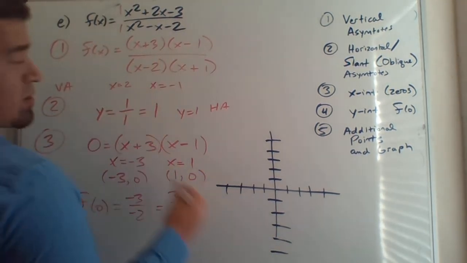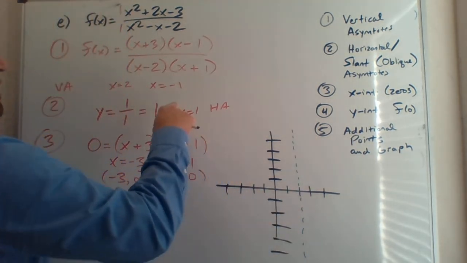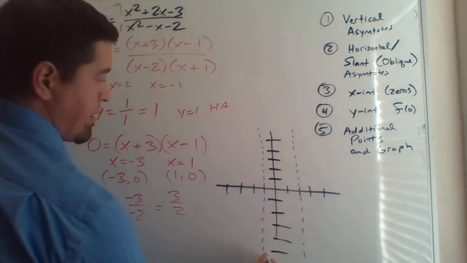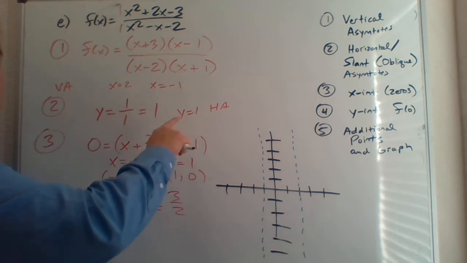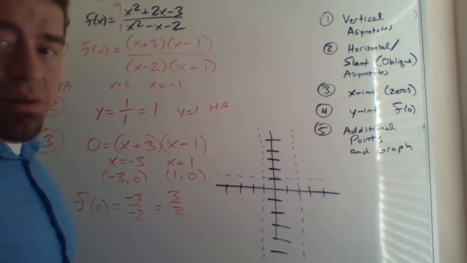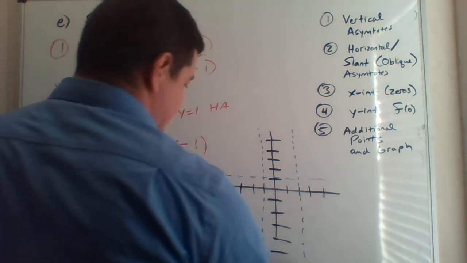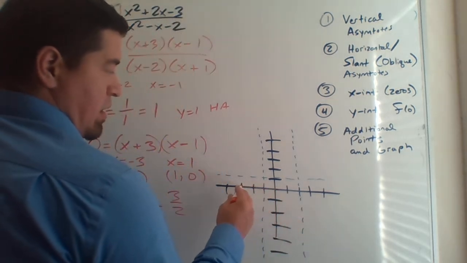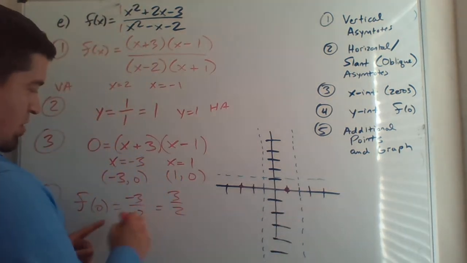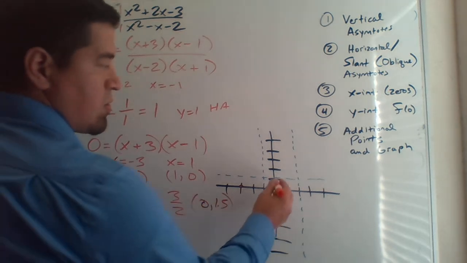So here I have a vertical asymptote at x equals 2. I have another vertical asymptote at x equals -1. I also have a horizontal asymptote at y equals 1. I also have x-intercepts at (-3, 0) and another one at (1, 0). I have a y-intercept at (0, 3/2), which is really 1.5. So (0, 1.5) is right here.